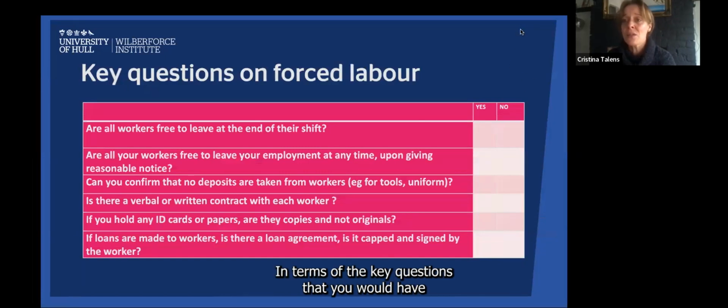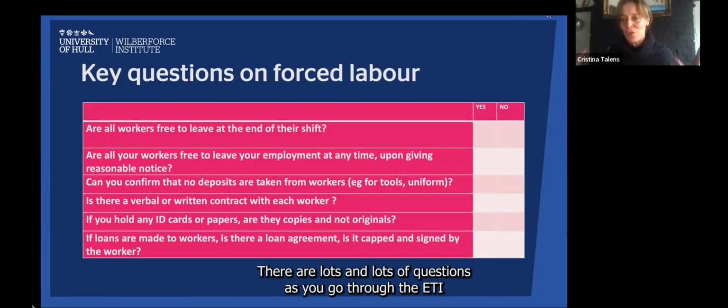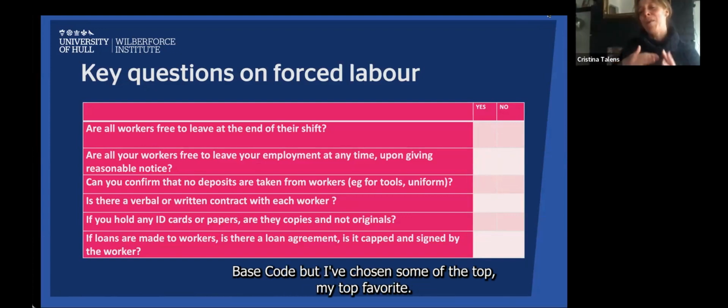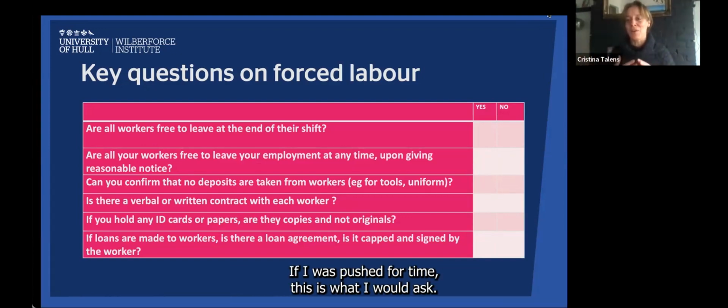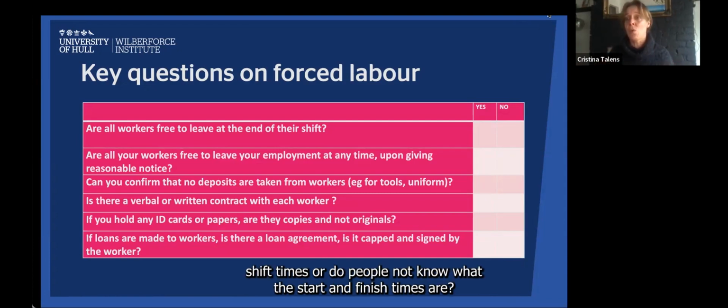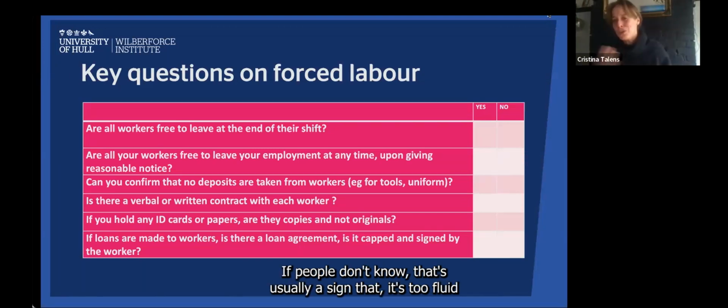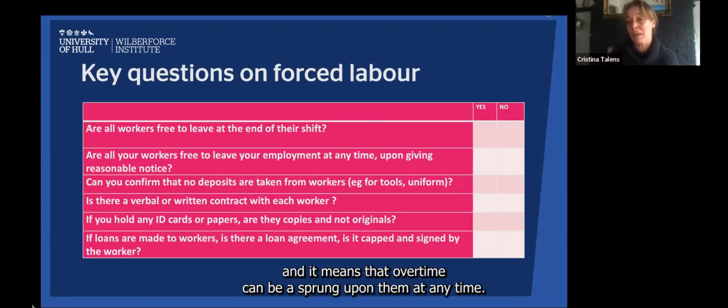In terms of the key questions that you would have with forced labor, there are lots and lots of questions as you go through the ETI base code, but I've chosen some of my top favorite. If I was pushed for time, this is what I would ask. So, is everybody able to leave at the end of the shift? Do they have shift times, or do people not know what the start and finish times are? If people don't know, that's usually a sign that it's too fluid, and it means that overtime can be sprung upon them at any time.